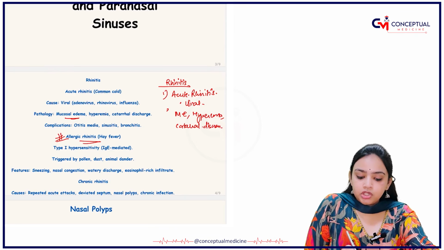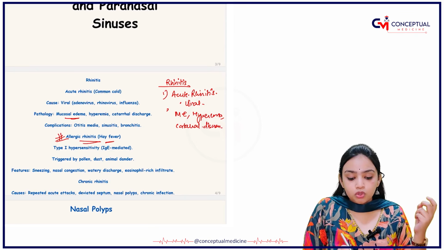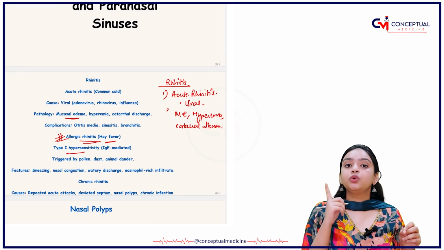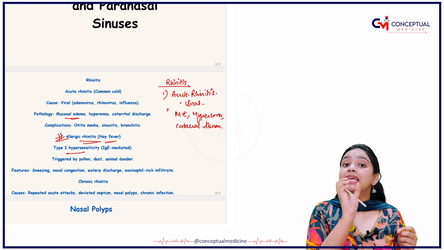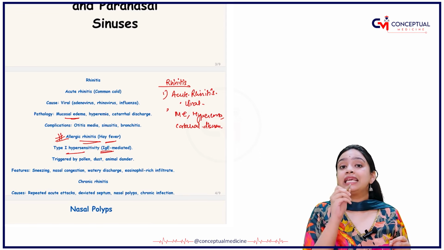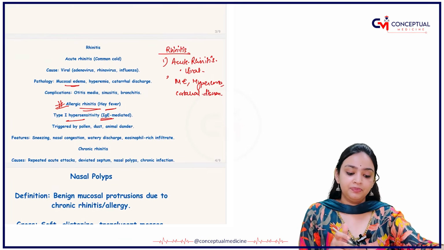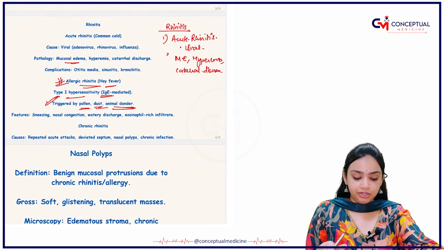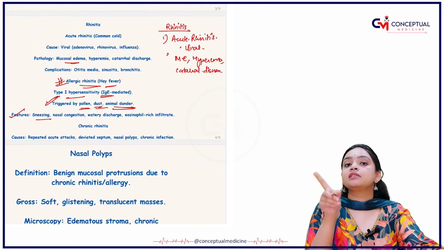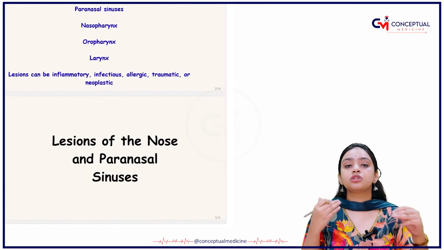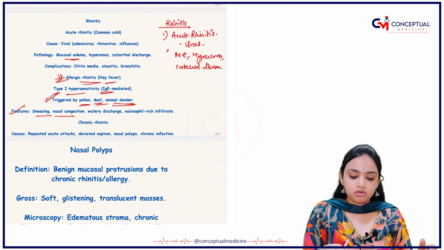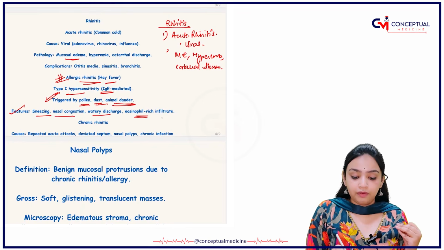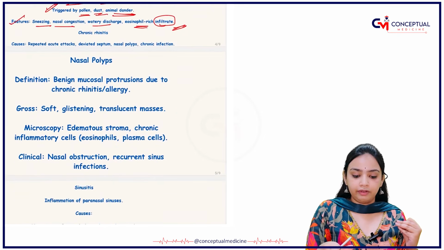Next you have allergic rhinitis. Allergic rhinitis is also called hay fever. It is related to type 1 hypersensitivity, because I have already told you if they are talking about allergy, it is related to IgE mediated, and IgE is related to type 1 hypersensitivity. They are triggered by pollen, dust and animal danders. Features will be excessive sneezing and nasal congestion, the patient will not be able to breathe that much. Then there will be watery discharge, water will be coming out from the nose. There will be eosinophil rich infiltrates.